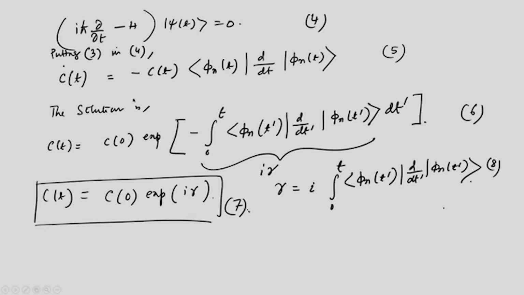Okay. This extra phase that comes, so gamma is called as a Berry phase, and this Berry phase is irreducible. It is irreducible, and it is unlike the dynamical phase. Okay. The dynamical phase does not appear.